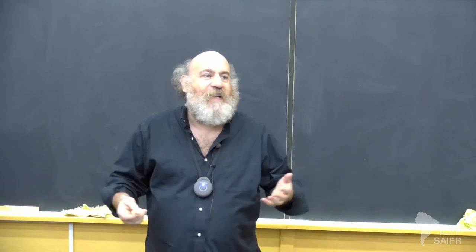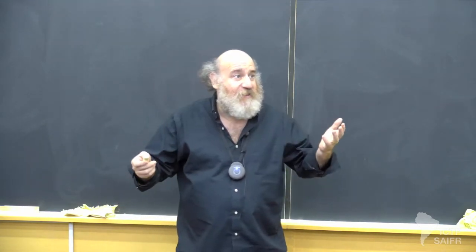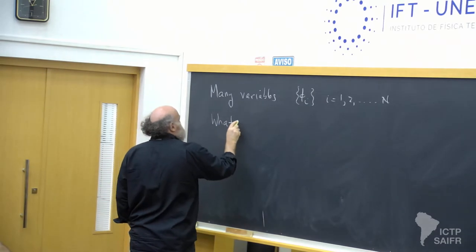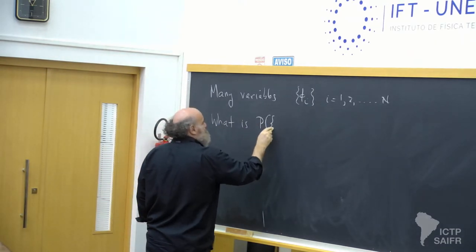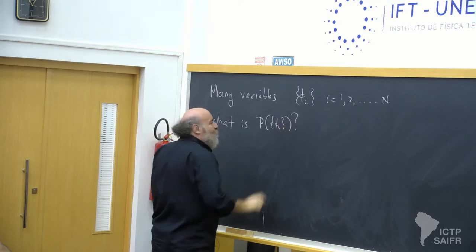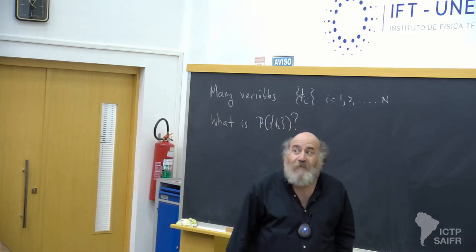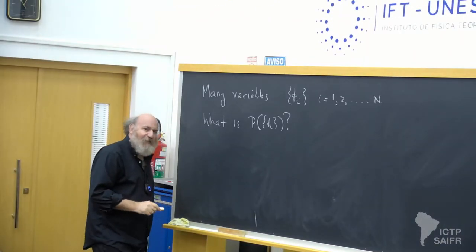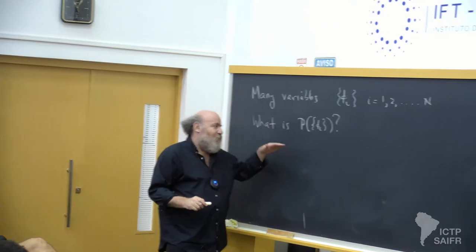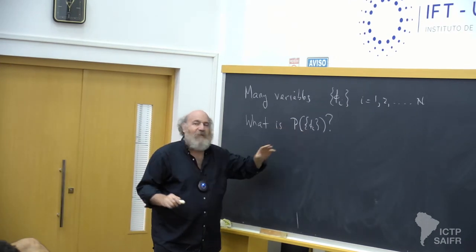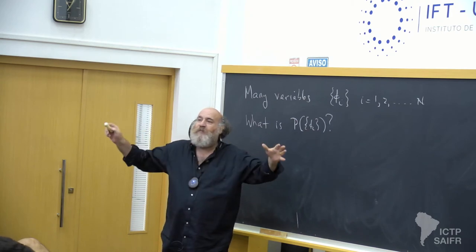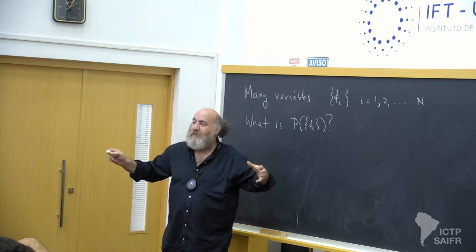I imagine that for a variety of reasons, there's some randomness in the system. And so it's natural to ask, what is the joint distribution of all of these variables? In the simplest view, this would be that you take a snapshot of the system at some moment in time, and you ask, what is the joint distribution out of which all the variables are drawn?